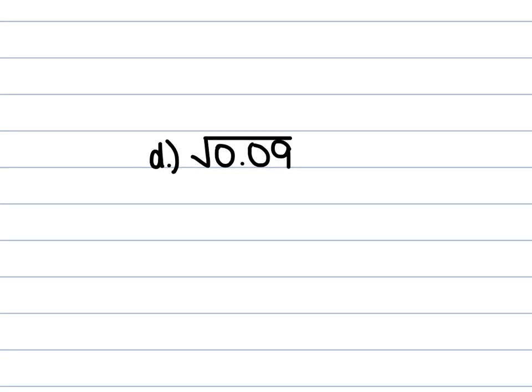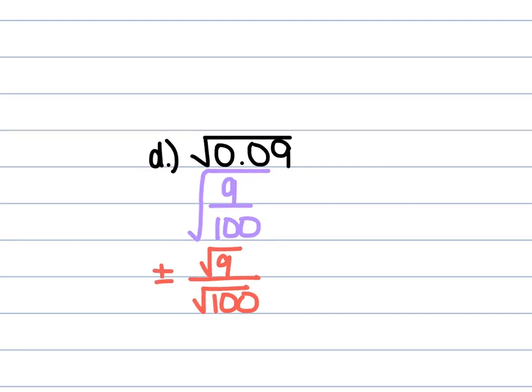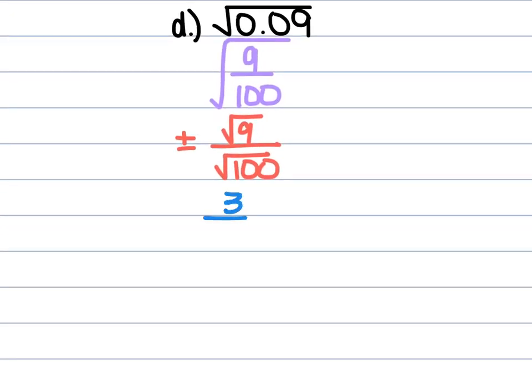For D, we have 0.09. So that 9 is in the hundredths place. So this is the same thing as saying 9 over 100 underneath that radical. So again, we would do the square root of 9 over the square root of 100, and make sure you put that plus or minus out in front of it. Now the square root of 9 is 3, the square root of 100 is 10, so it's plus or minus 3 over 10 or 0.3.